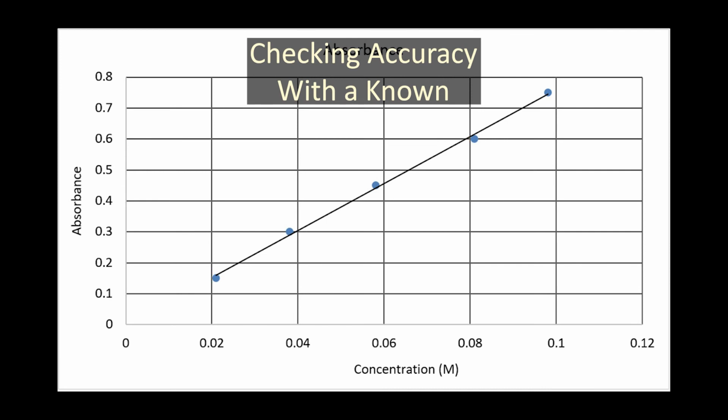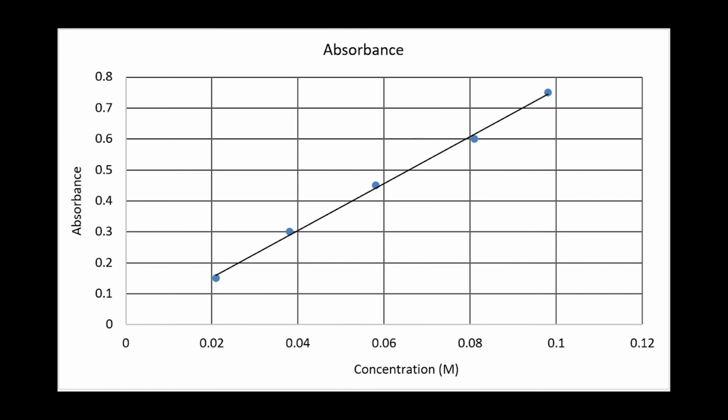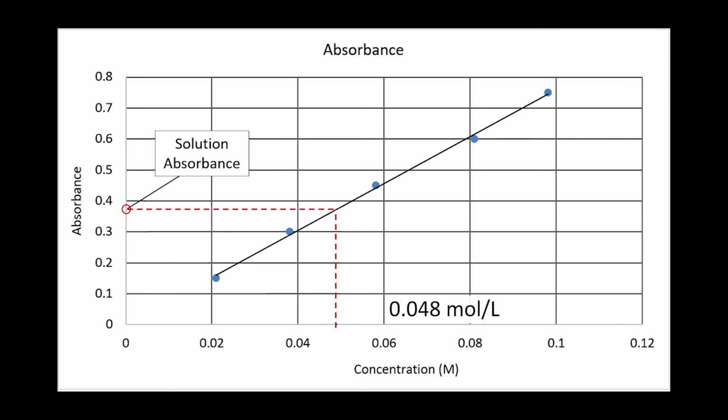To do this, you will measure the absorbance of a known solution, in other words a pre-made solution you already know the concentration of, and use your plot to determine its concentration for yourself. If, for example, your plot looked like this and your known's absorbance was 0.37, you'd put that down here on the y-axis, then come straight over to the best fit line, then go straight down, and see what concentration you got. In this case, the line goes to about 0.048, so this solution's calculated concentration is 0.048 molar.